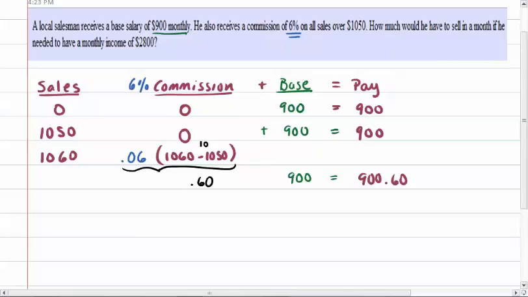Let's do one more. Let's bump this way up. Let's suppose you make $3,000 in sales. So we're going to get a commission, 6%. But again, we're not getting 6% of 3,000. We're getting 6% of 3,000 minus the 1,050.